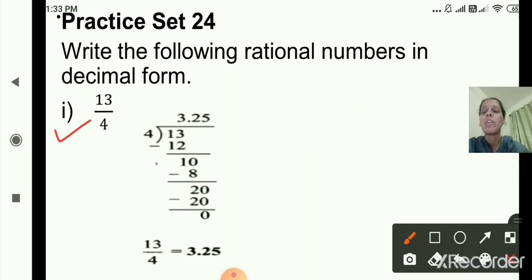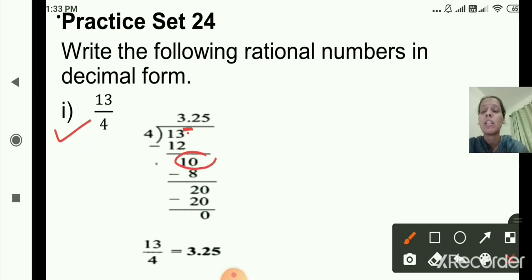Okay, now we can divide this 13 by 4. 4 3s are 12, right? So below 13 I have written here 12. Now 13 minus 12 is 1, right? Now 1 we cannot divide by 4. So what you will do after 3? Yes, after 3 you will put a decimal point, as you can see here. So after 3 we will put a decimal point, and after 1 we'll add a 0.